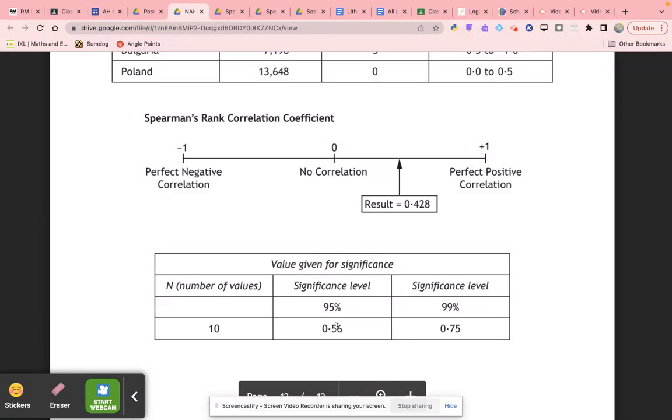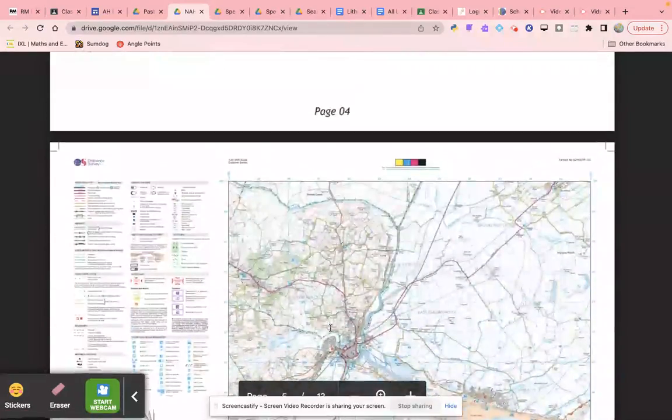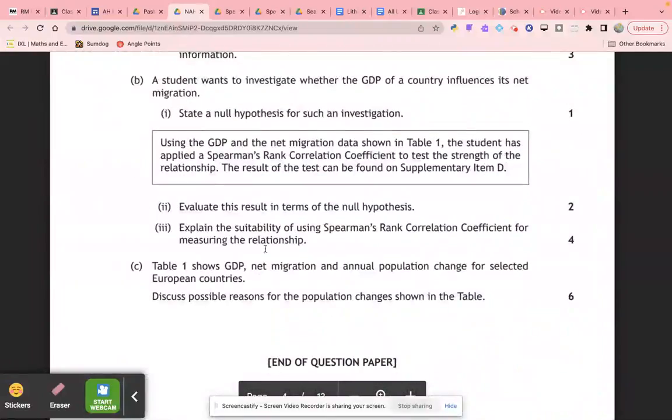We would go a little bit further and say, and this is because our result of 0.428 does not meet this 95% significance level of 0.56. Right, so at this stage, we have now answered two parts of our question. And we should have collected 3 marks, because we've evaluated our result and we've also talked about a null hypothesis. This second question is sometimes worth 3 marks in exams where you are asked to evaluate your result.